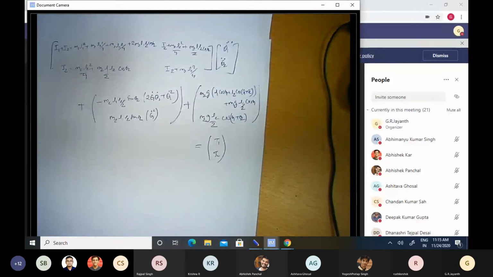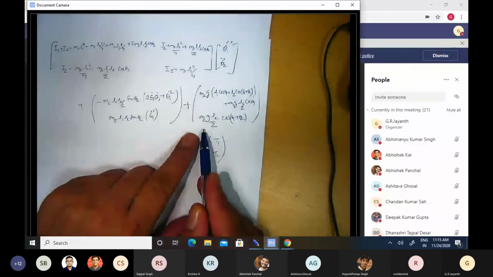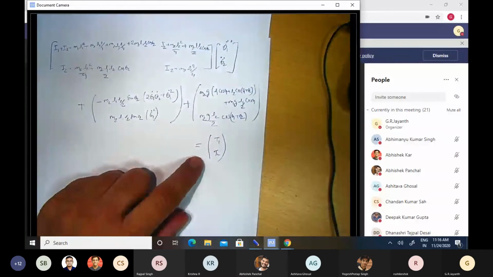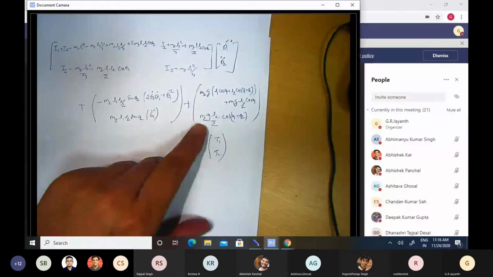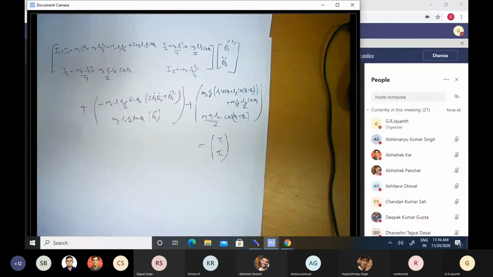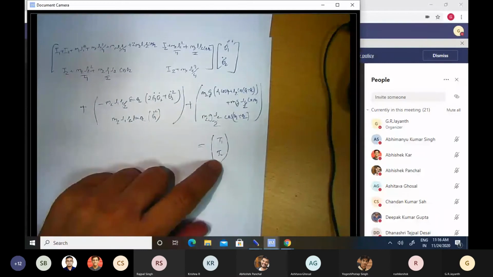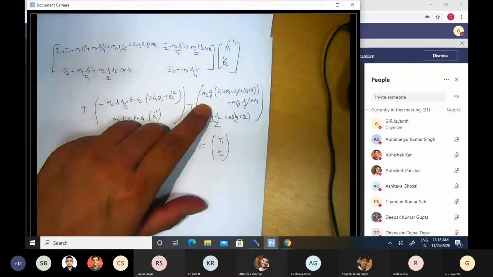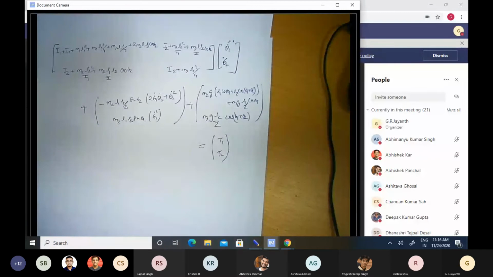That's the first note. Can we make any physical sense of some of the terms here? Well, if you look at, for example, m2 g L2 by 2 cos(theta 1 plus theta 2), that could be interpreted as a torque applied by that force m2 g, acting at the center of mass, at the second joint. Similarly, the first term here can be interpreted as a torque applied by the weights of both the links about the first joint.